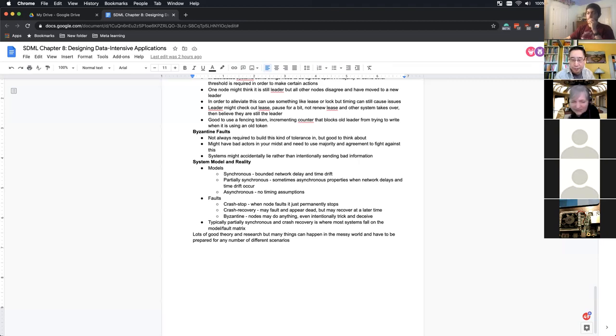I see, but it's still not a node which is tricking. It is people who made it, you know, to do wrong. Well, I mean, there's also denial of service attacks, right?